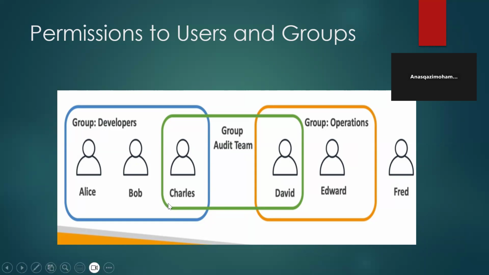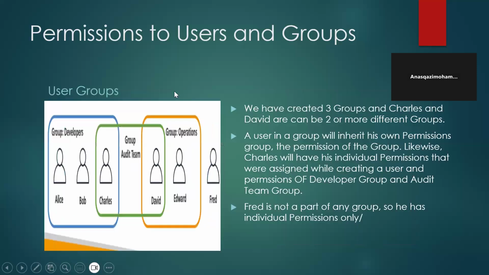But now, if you see, there's another group, and David is in another group called audit team, and Charles also is in the audit team. So now Charles would inherit the permissions of developers as well as the audit team because he's in both the groups. Similarly, David will also have his own individual permissions, the group permissions of the operations, and the group permissions of the audit team. Fred would have his own individual permissions that were assigned to him when he was created. So that's how permissions in users and groups work.